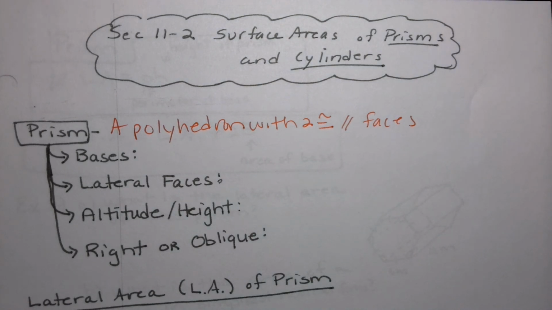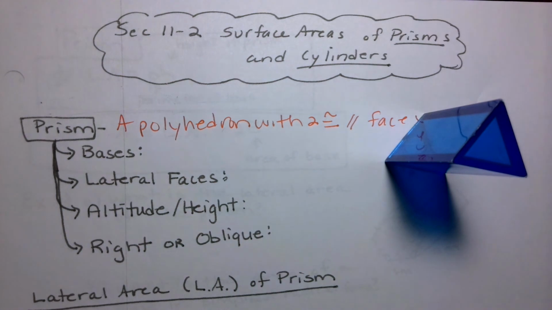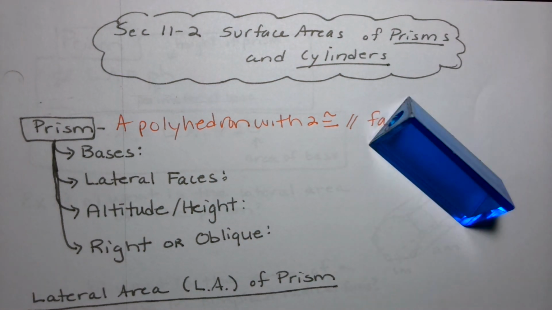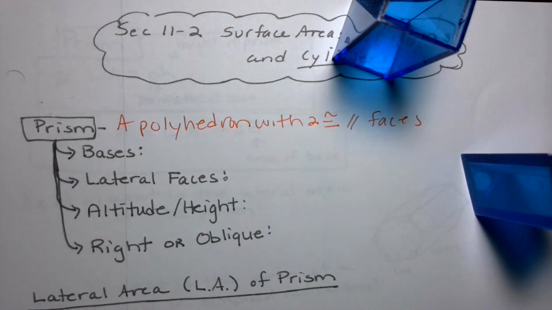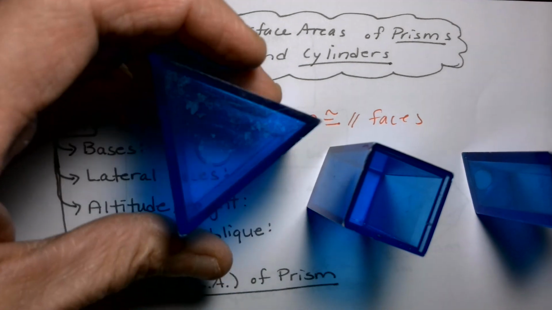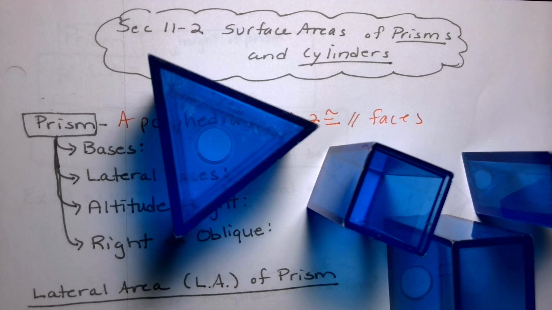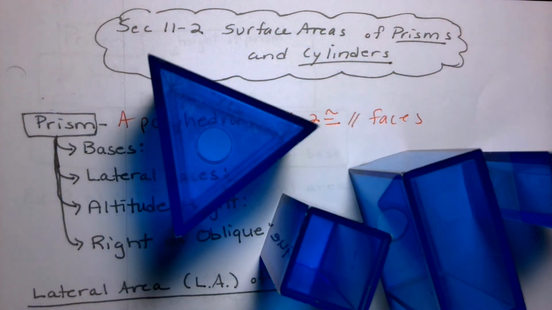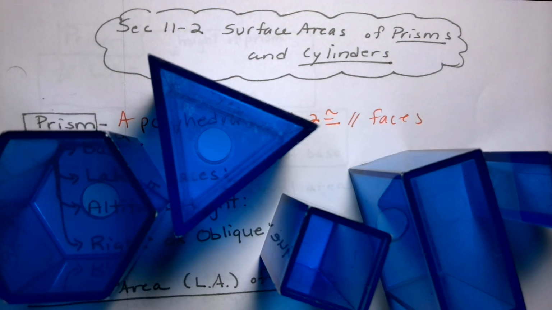So let me show you something. I went to St. Peter's and got some. So we got, this is a prism. And this is a prism. And we got some bigger prisms. There's a prism. There's a prism. And here's a prism. And I think that's all I have.